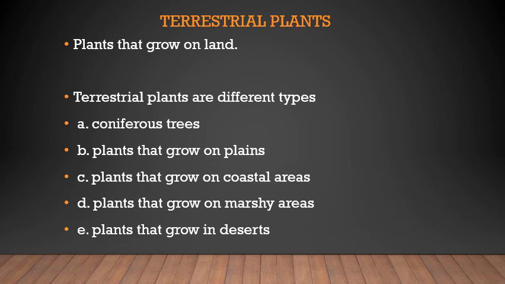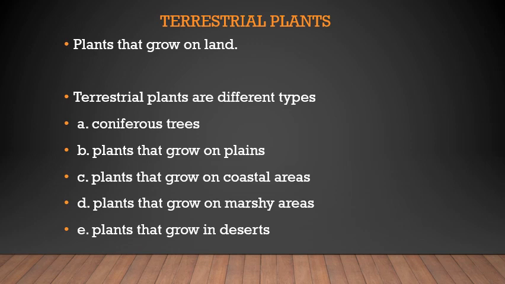As I told you, the plants that grow on land are called terrestrial plants. Now terrestrial plants are of different types. You have seen some trees that grow on mountains, some trees that grow in the deserts. Like that, we have divided the plants which grow on land into five types. The terrestrial plants are divided into five types. In the further slides, I will be explaining the different characteristics of all these plants. Now we are just going to see what the five different types of plants are.